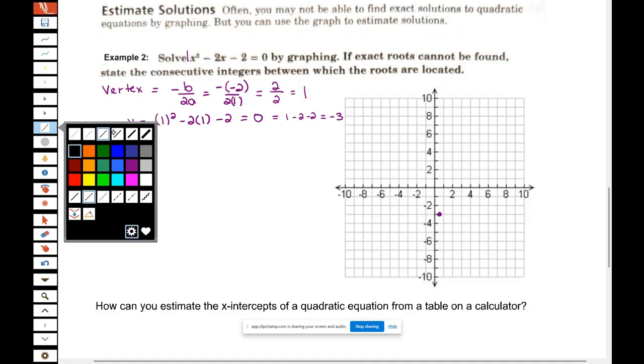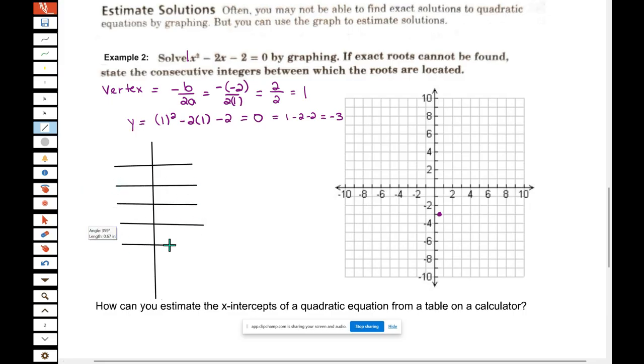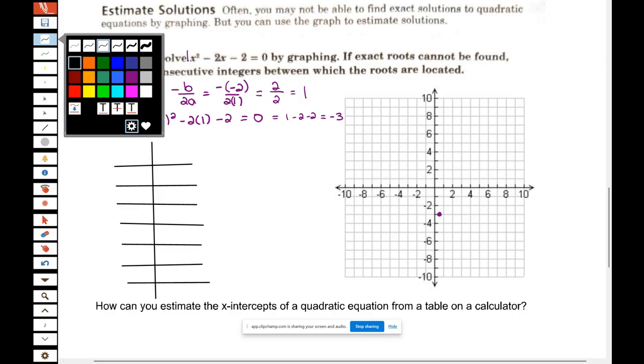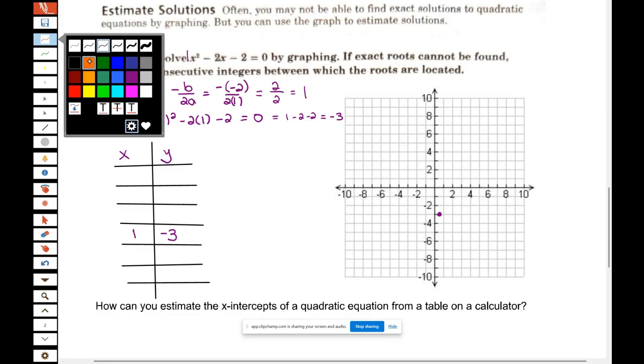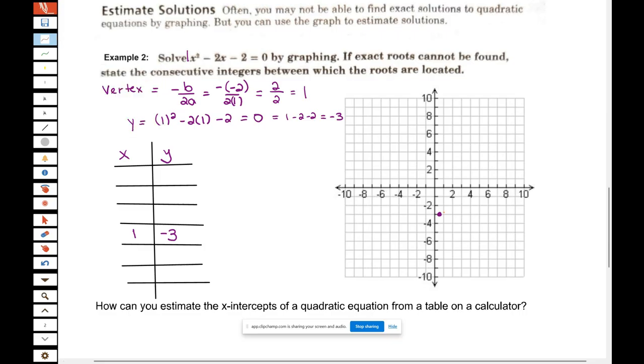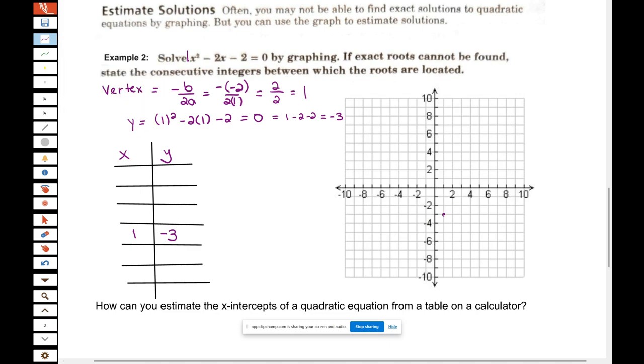So I'm going to make a table now. And I am going to put some points to the left and right of (1, -3). I don't know how many I'm going to need yet, so I'll just put this in the middle. It's my x and y. So I'll put in the point, wait a minute, I graphed 1/2, -3. Let's fix that before we get too far. 1, -3, there we go.